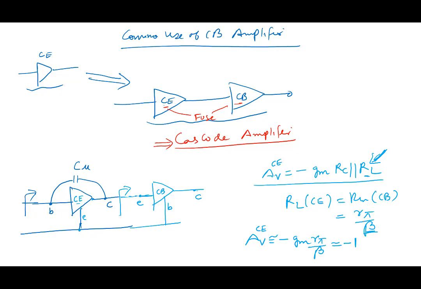So remember, what was the problem with the common emitter stage? The C mu was getting multiplied by 1 minus AV. Now what is the gain of this particular stage? 1. And it is getting multiplied by how much? Minus 1. So it's getting multiplied by a factor of 2. It's not getting multiplied by a lot. So Miller's multiplication is gone.